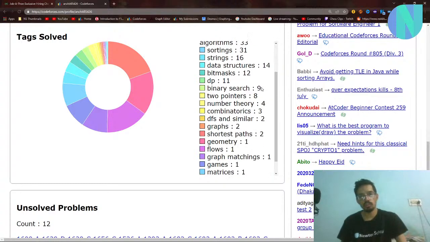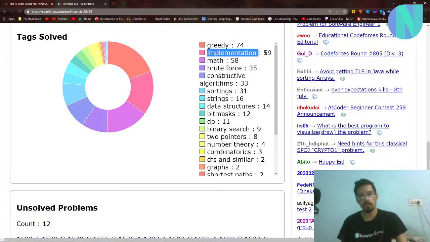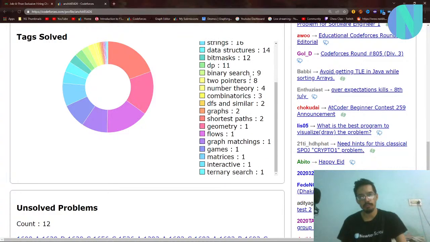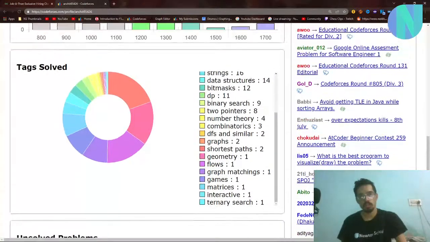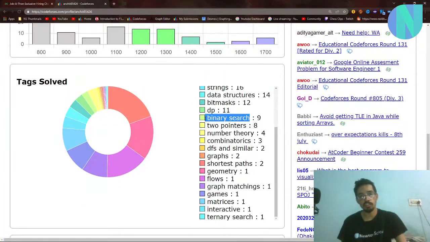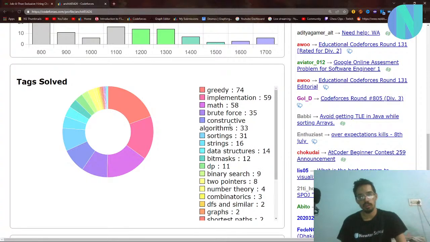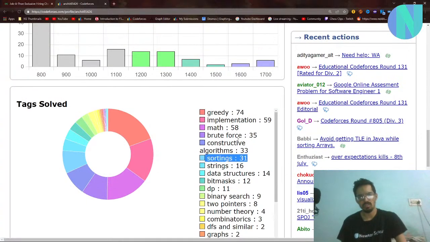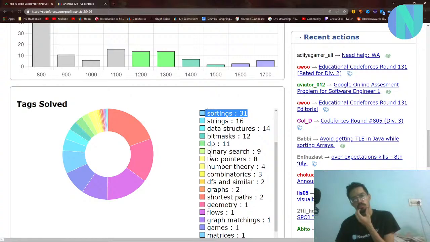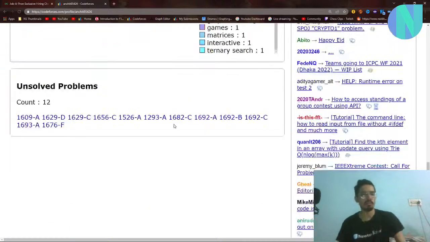You are solving a lot of greedy problems and implementation problems. You are not solving a lot of binary search problems. I would recommend you to solve more binary search, two-pointer problems, and some number theory as well. Try to solve these three topics more. Sortings at 31 is good enough. You should work more on your binary search and two pointers. I think that will work.